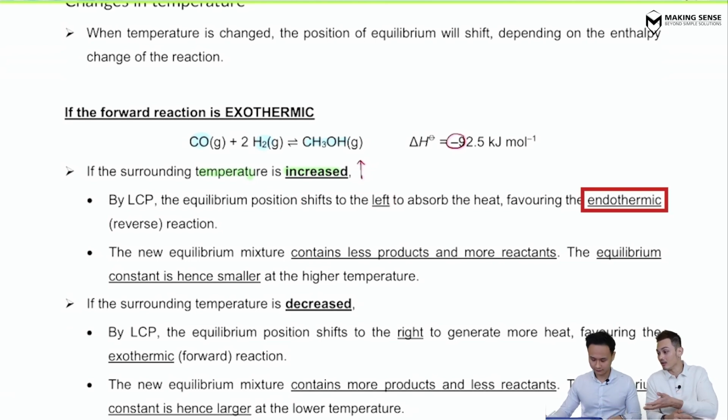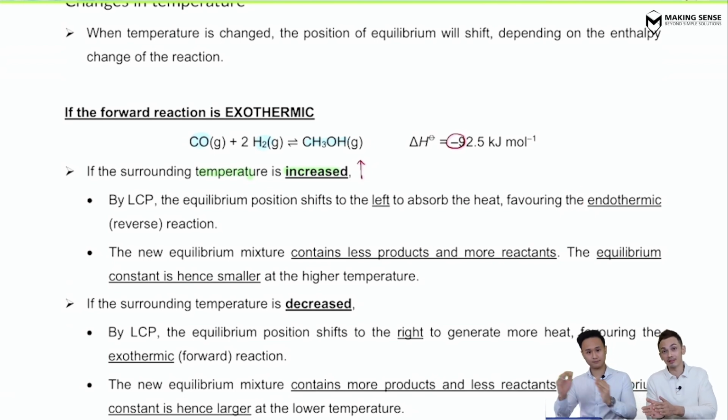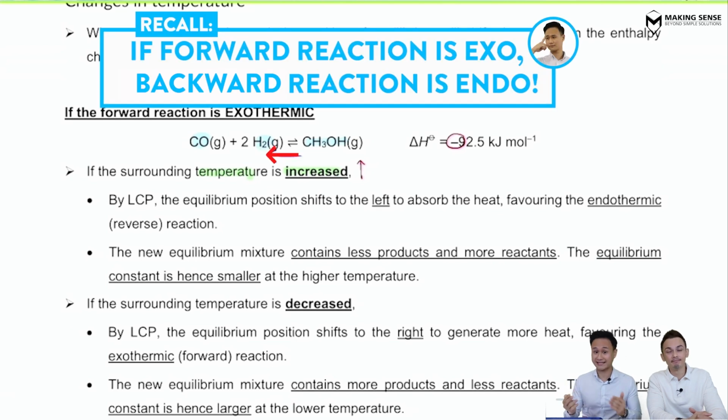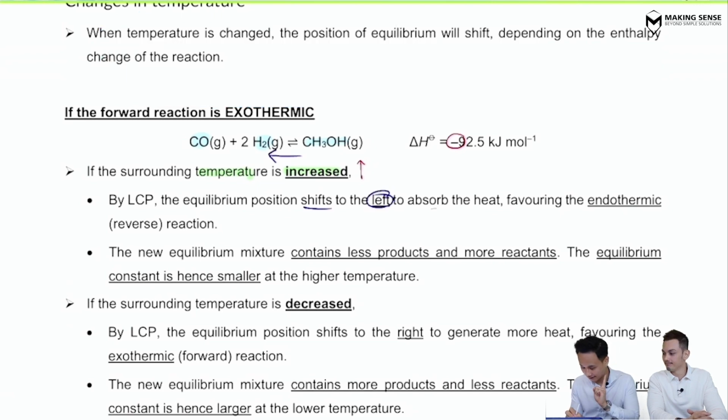Right. And delta H is always with respect to the forward reaction, right? So if forward is exo, the backward must be endo. Yes. Fantastic. So to reduce this temperature, I would favor the reverse reaction because that's endothermic, forward is exo, and there you see it. We will shift to the left to absorb the heat, favoring the endothermic reaction.